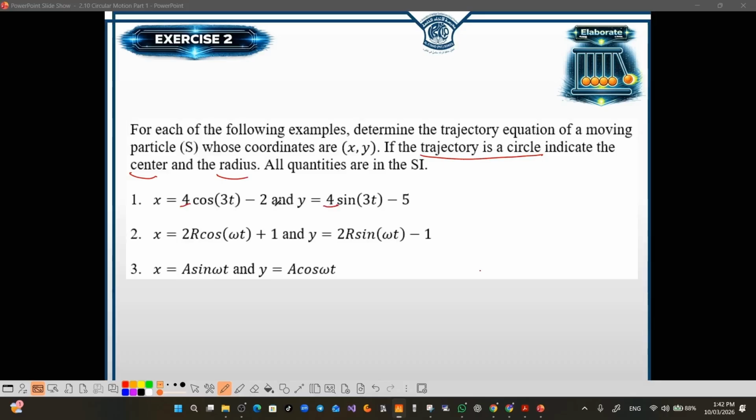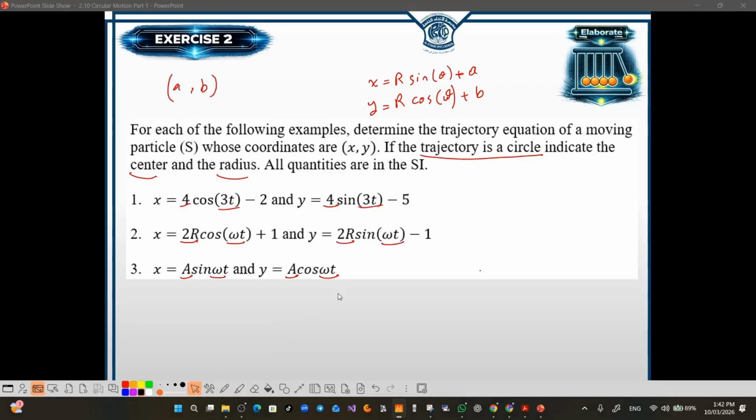Here we have the same coefficient and the same angle, so this trajectory is a circle, as here and as here. Now we know that the general form of the equation for the transformation is given by x equals radius r sine theta plus a, and y equals radius r cosine theta plus b. Now a and b represent the center of the circle.